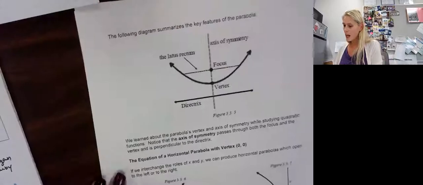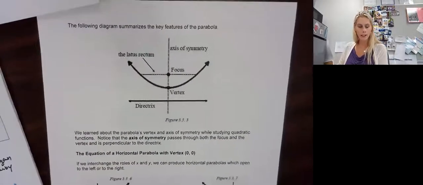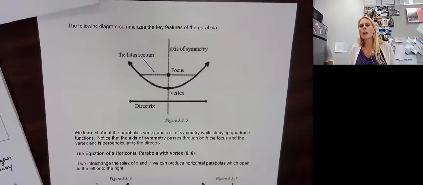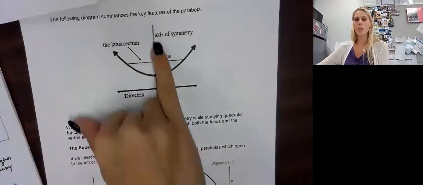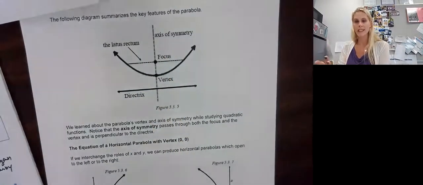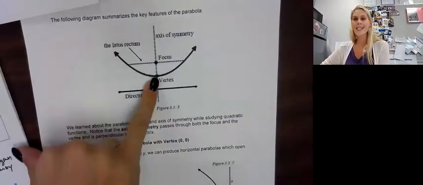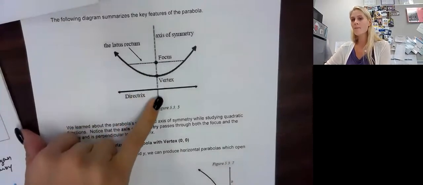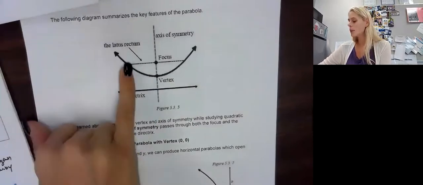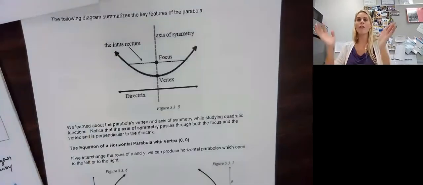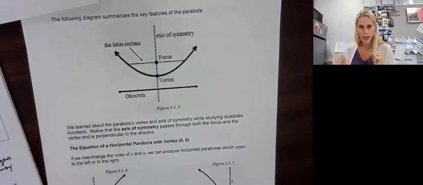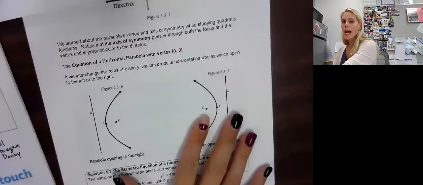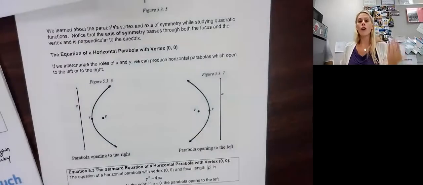So let's look at what we're going to do when we start graphing. The following diagram summarizes the key features of a parabola. So these are the things that we're going to need to know when we graph. We're going to need to know the vertex. The vertex is going to help us with the axis of symmetry. Remember, that's where it reflects on itself. We have the distance of the focus. The focus is important because that also helps us find where the directrix is. And then we need a latus rectum, which helps us make our parabola as narrow or as wide as it needs to be.